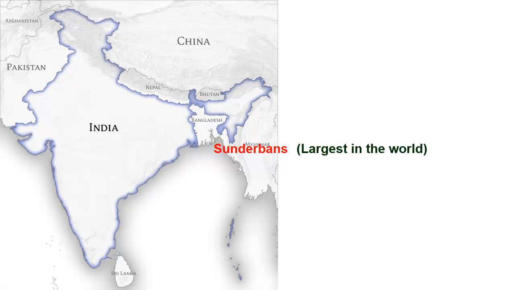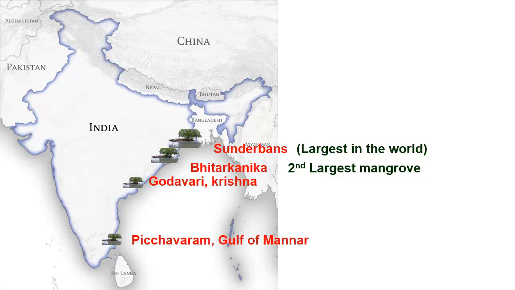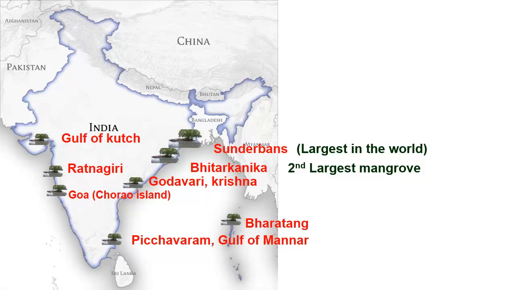Where are important mangroves? Sundarbans, which are largest in the world, and Bhitarkanika, second largest in India, and we have Godavari Krishna mangroves in Andhra Pradesh, we have Pichavaram and Gulf of Mannar mangroves in Tamil Nadu, and we have Bharatang mangroves in Andaman and Nicobar, between South Andaman and Middle Andaman. We have Gulf of Kutch mangroves in Gujarat. We have small mangroves like Ratnagiri and Goa, Chorao Island, Ratnagiri in Maharashtra, and we have Kundapur in Karnataka, and we have Vembanad in Kerala.